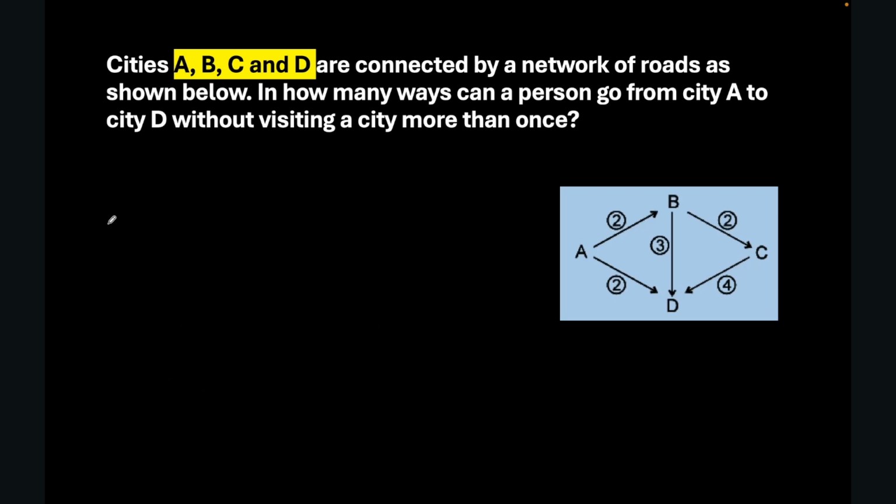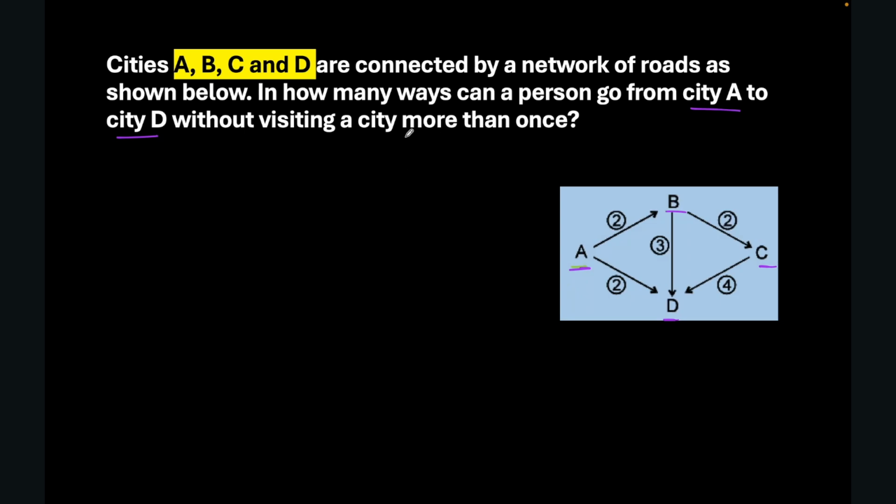We're given that cities A, B, C, and D are connected by a network of roads as shown below. So we have city A, let me choose the color. Let's make it purple. City A, city B, city C, and city D. They're connected by a network of roads as shown below. In how many ways can a person go from city A to city D without visiting a city more than once?